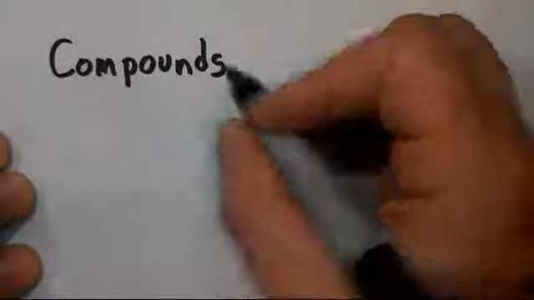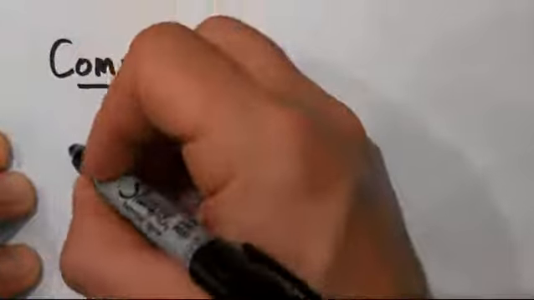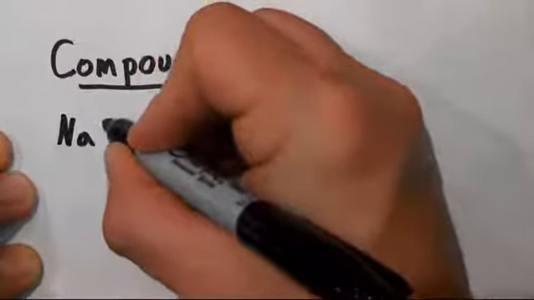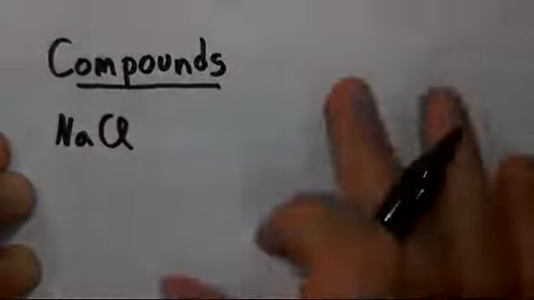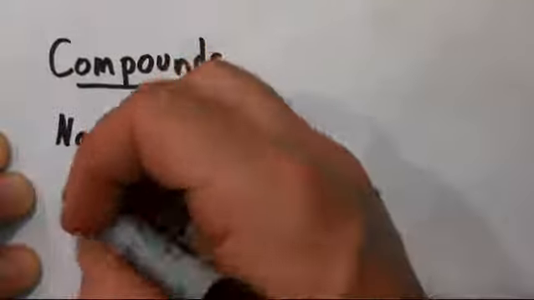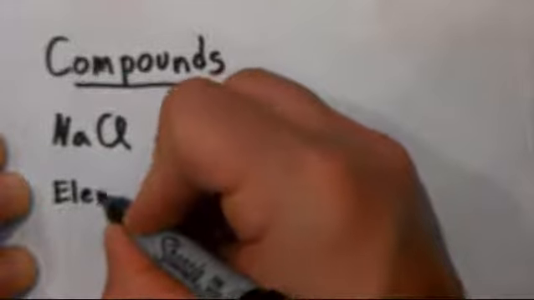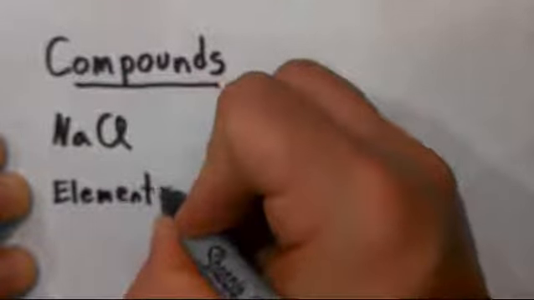Chemical formulas are a way to write compounds. Compounds are things that have more than one element put together chemically. They are combined by chemical bonds. Here is sodium chloride, NaCl, and it is made up of elements.